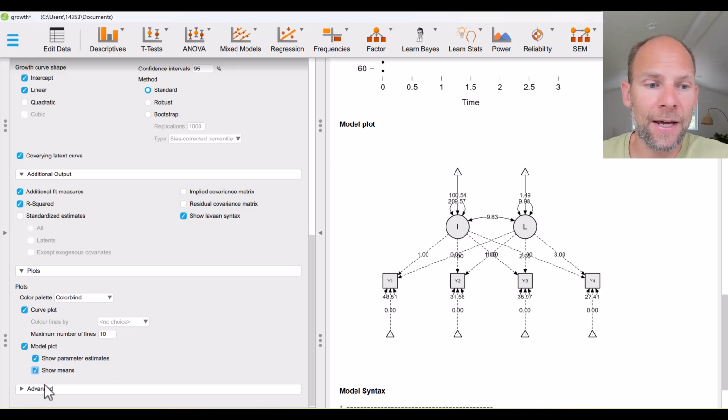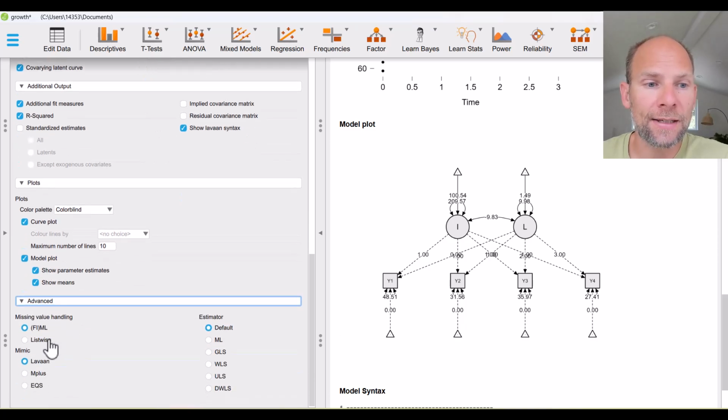Under advanced, you can choose the estimation method. The default is full information maximum likelihood with missing data. So in our case, there was some missing data. So some people had only partial time points, or only some of those time points were recorded for them. And so those individuals can then still be used, because this whole method here is full information maximum likelihood, and it includes also cases with missing data. You can change that to listwise deletion, but I wouldn't recommend it, because it's better to include all available data if you can.